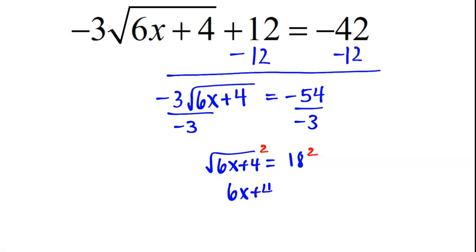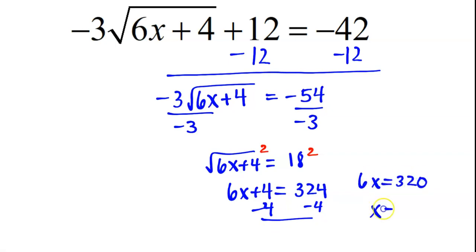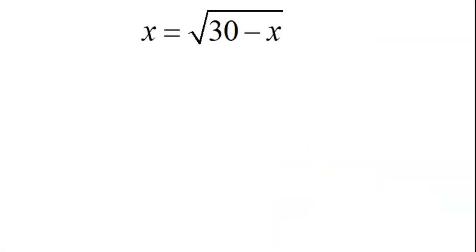I have 6x plus 4 equals 324. Once I subtract 4 on both sides, I am left with 6x equals 320, and dividing both sides by 6 and reducing the fraction, I get an answer of 160 divided by 3. In this third example, the radical is already alone, so I can go directly into squaring both sides.